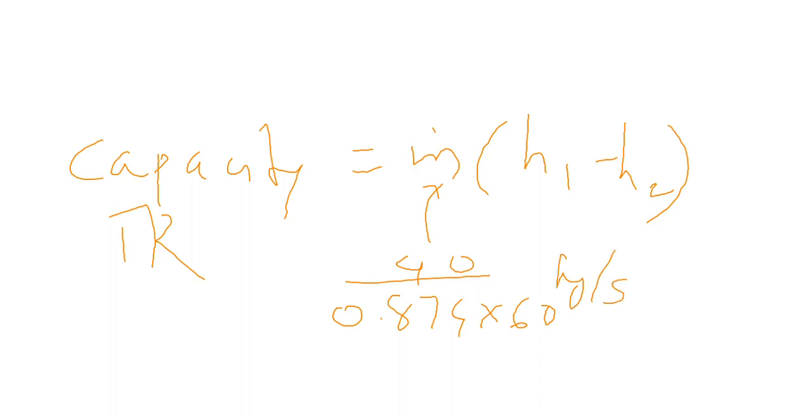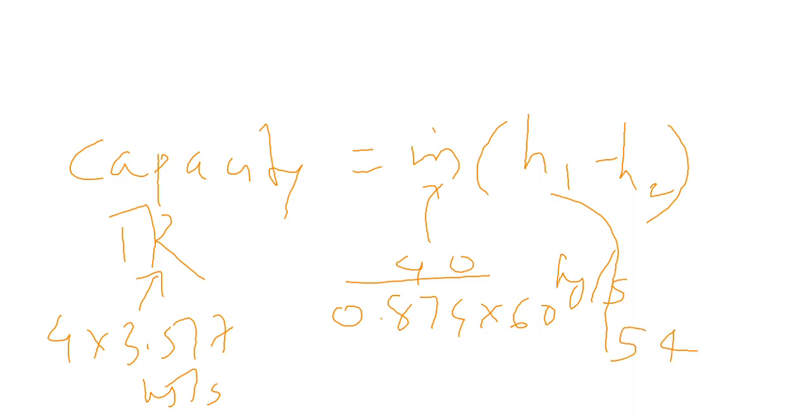Okay, so this mass flow rate, and this is your 4 tons, so 4 into 3.517 kilojoules per second. This value you already saw from the psychrometric chart, which is 54. So substituting these values in the energy balance of the coil, you get the H2 value by calculation. And that H2 value, once you get it, is around 35, 36 or so.